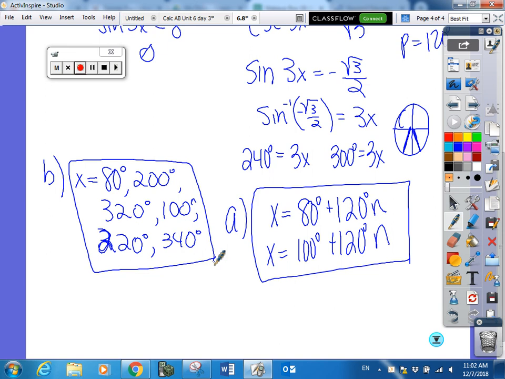If this had said, find the first 3 positive, 80, 100, and 200. All of those different possibilities you can have.